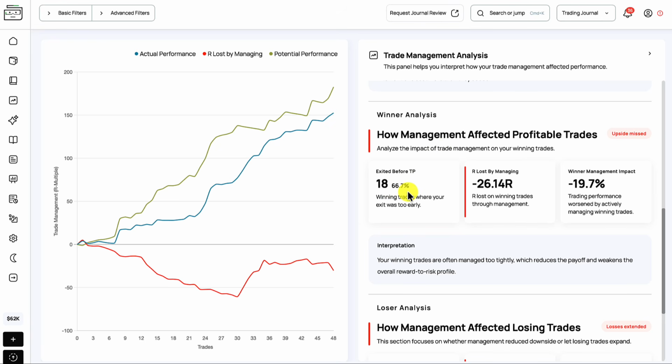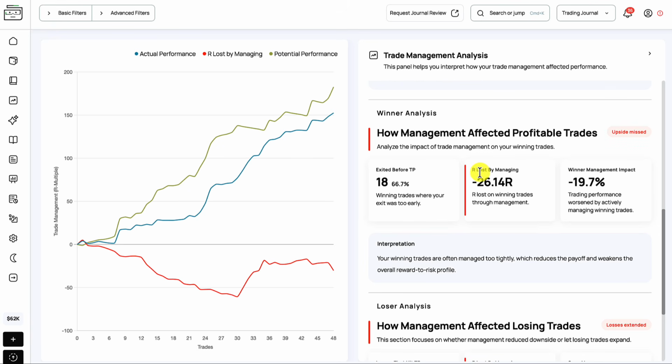So 66% of your trades were exited before your take profit. That's quite a large number. And it shows that the trader is often bailing out of his trades early. And this statistic confirms and supports that he is losing 26R by managing his trades that are already profitable, but he's leaving a lot of money on the table. 19.7% are lost by managing his already profitable trades.